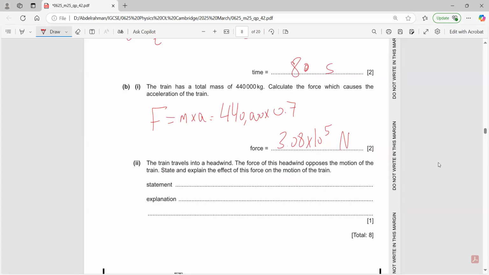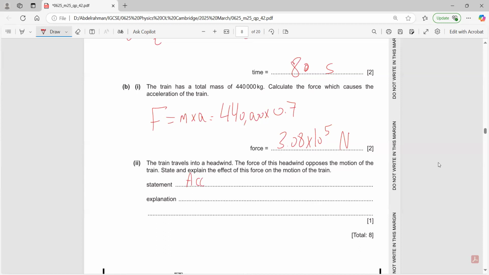The train travels into a headwind. The force of the headwind opposes the motion of the train. State and explain the effect of this force on the motion of the train. What happens as you face some headwind? This could be called air resistance. He's asking about the force. What happens to the motion?